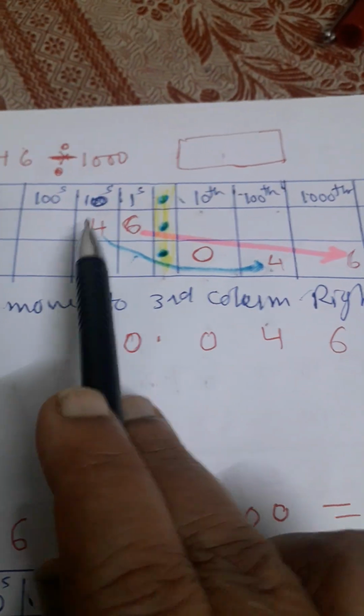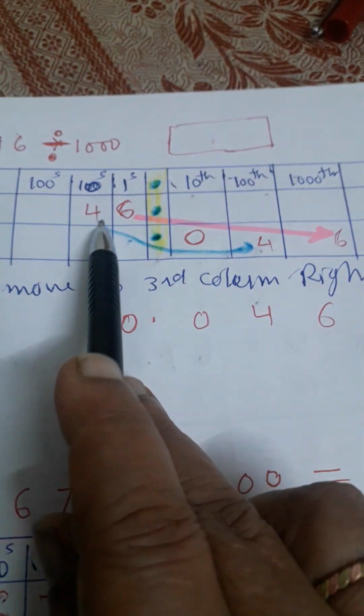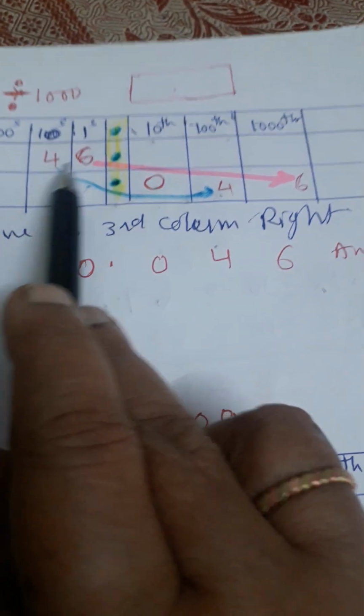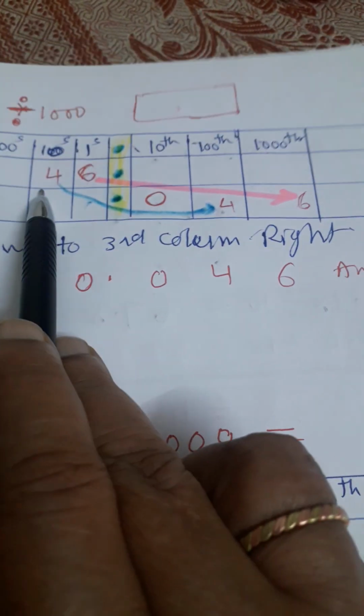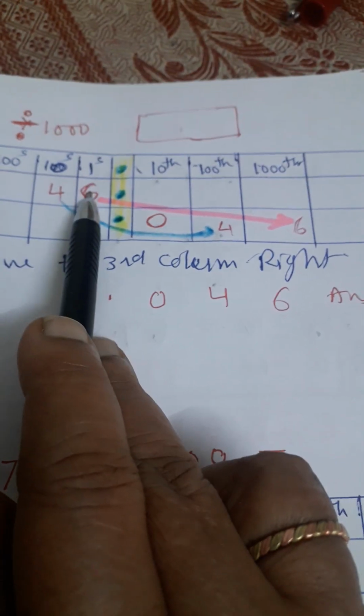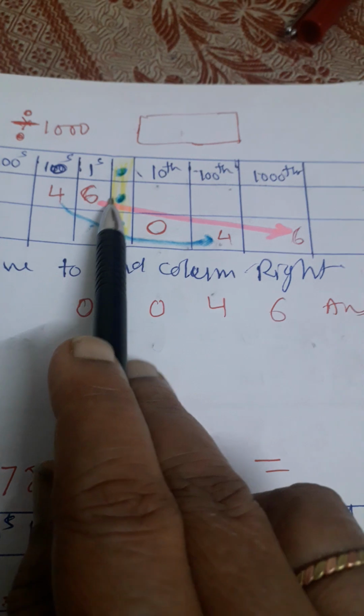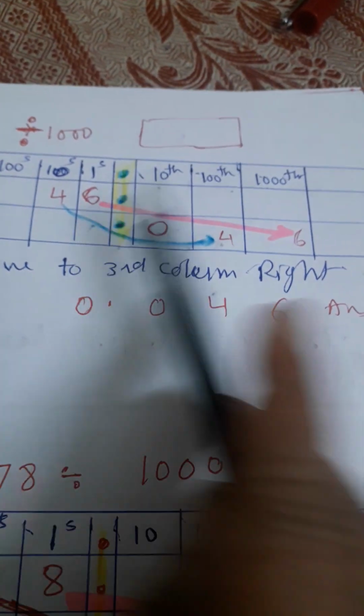Clear to you? Now here, 46 divided by 1000. So what you have to do? You have to make this 6, which is present in the ones place in 46. Okay, this is 46, 4 tens and 6 ones. So this will jump to the third column. This is the first column. After the decimal we have to see. This is the first column. I will put this pen here, so that it will be easy.